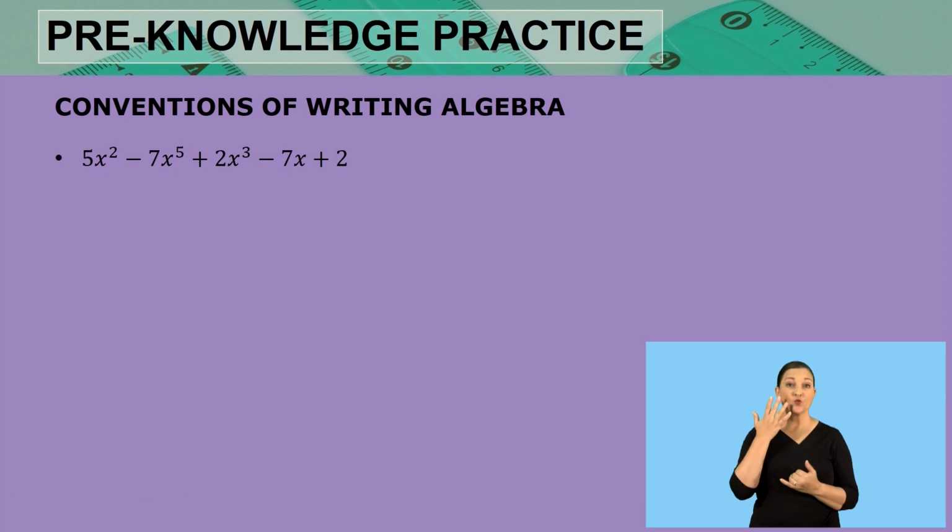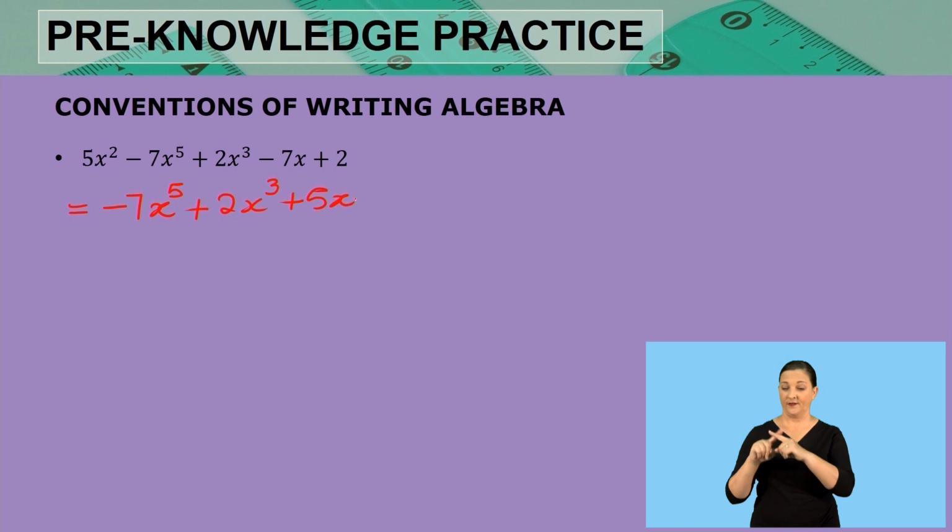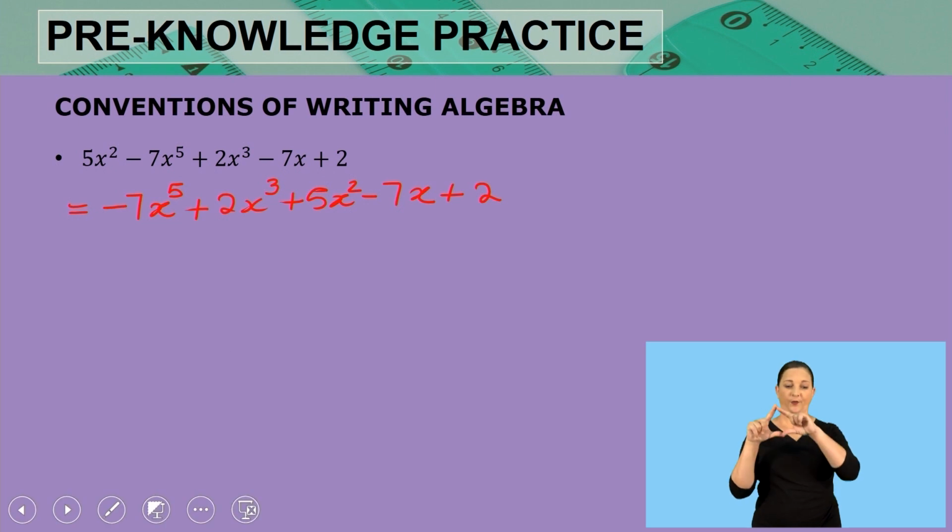So conventions of writing algebra. Let's look at this expression that is given. Now remember, when we are writing our expression, we need to arrange it accordingly, and that is either in ascending order or descending order. So in this case, we are going to arrange it in descending order. This means that if I were to rewrite this properly, then I would start with the variable that has the highest exponent. And in this case, the highest exponent is the exponent 5. So we are going to start by saying negative 7x exponent 5 plus 2x cubed plus 5x squared minus 7x plus 2. So I have written my expression in descending order, looking at the exponents of the variables.